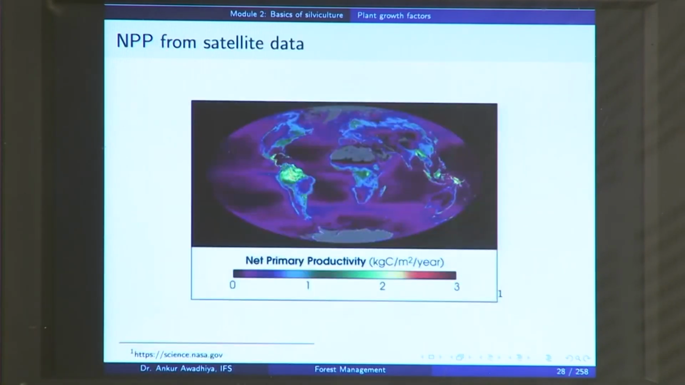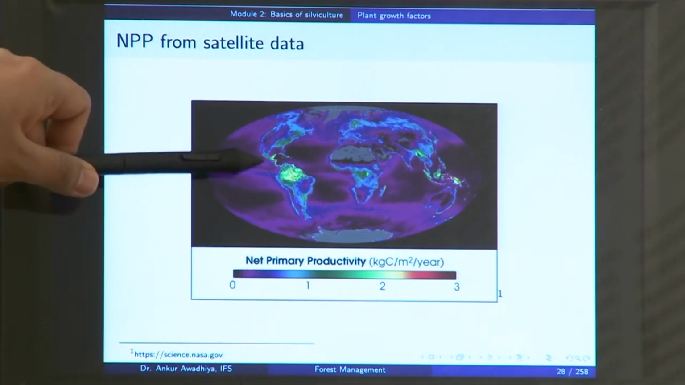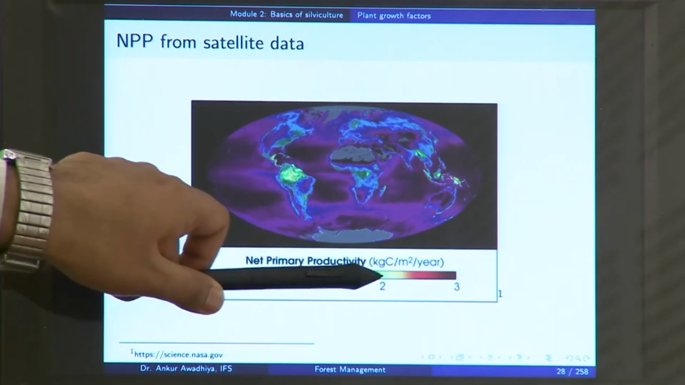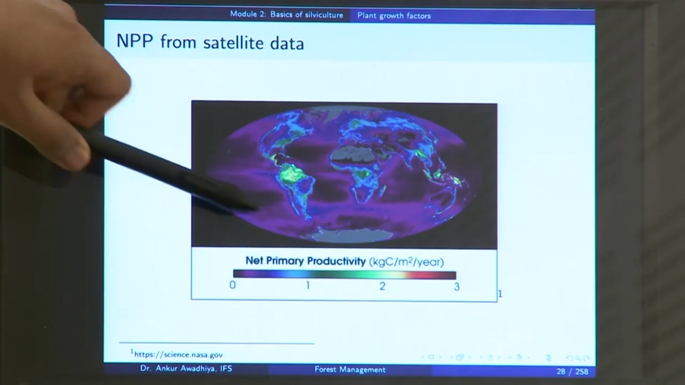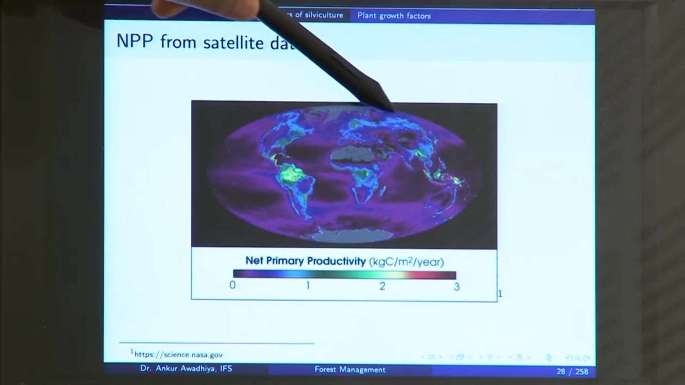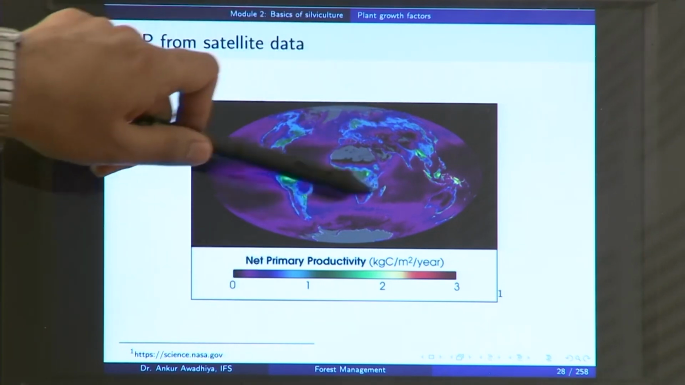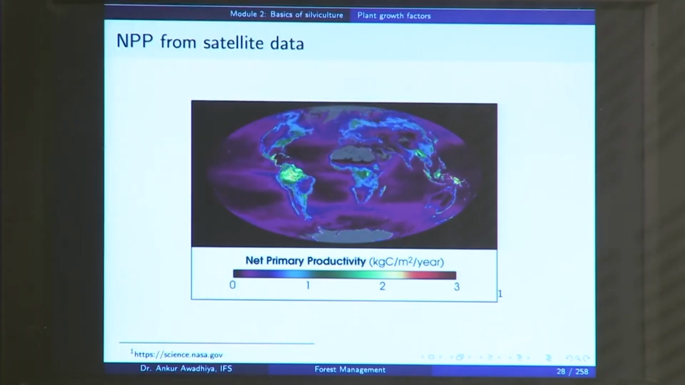Now, the net primary productivity can be discerned from satellite data, and in this satellite data what we are seeing is that in areas like Brazil, you have a high amount of net primary productivity as compared to the ocean. In the oceans the primary productivity is less, and we can also see that in the polar areas the primary productivity is less as compared to the subtropical areas.